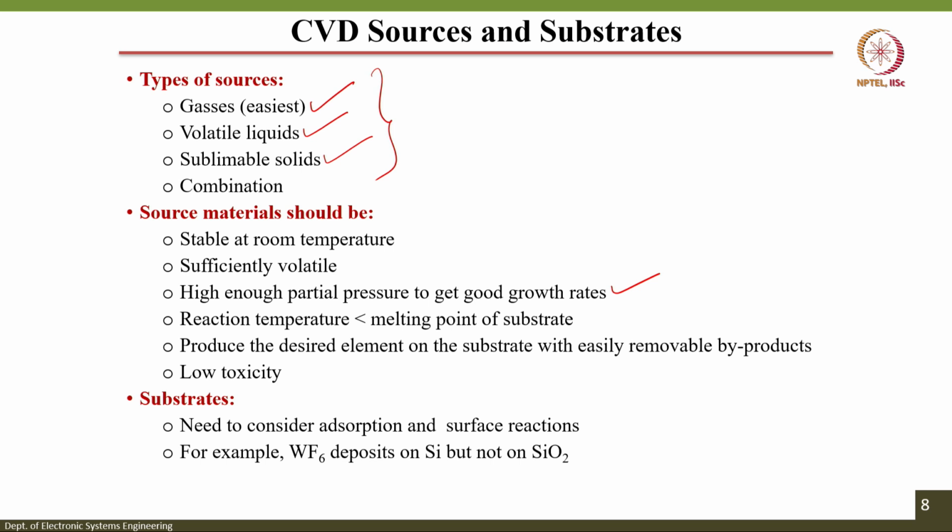Then the temperature at which the particular reaction happens should always be less than the melting point of the substrate that you have chosen. Then whatever byproducts are formed after the particular chemical reaction, they should be easily removable. And the toxicity of the source material should also be as low as possible, and the type of substrate chosen is also important, because for example, a tungsten hexafluoride film can be easily formed on a silicon substrate, but it is difficult to form that film on a SiO2 substrate. So, the type of substrate that is chosen in a particular CVD process also matters.